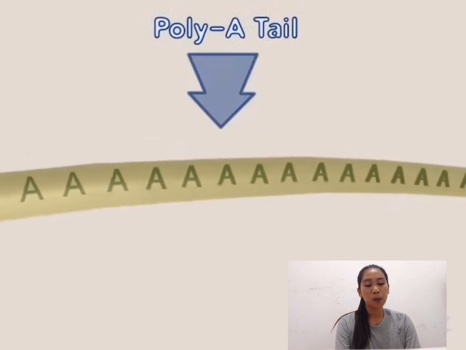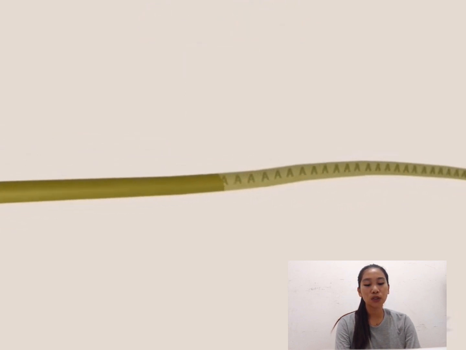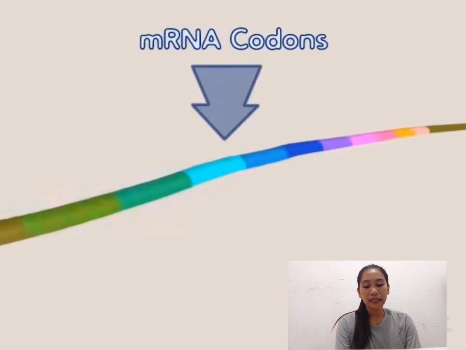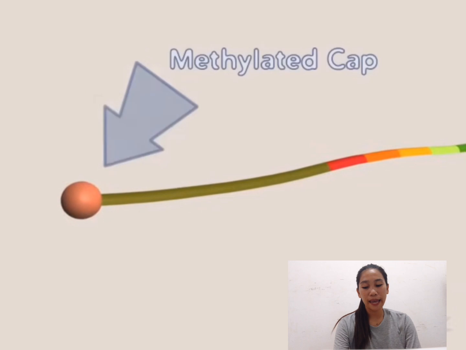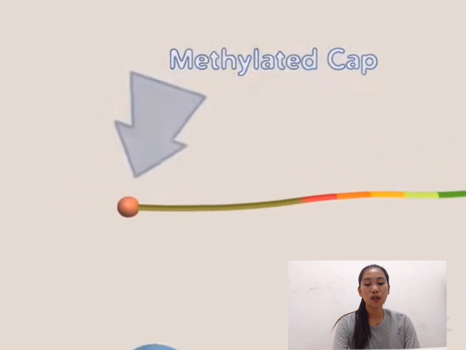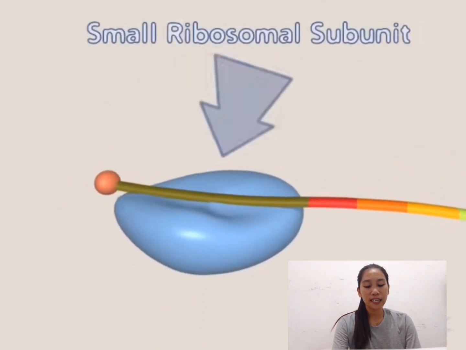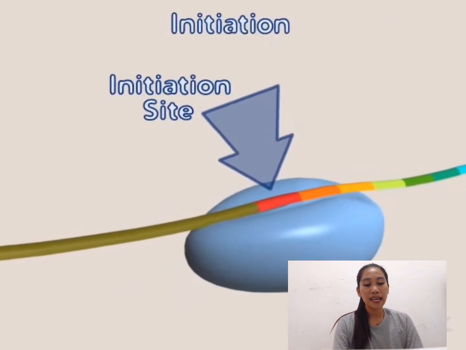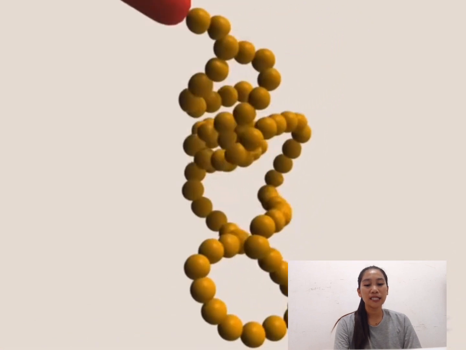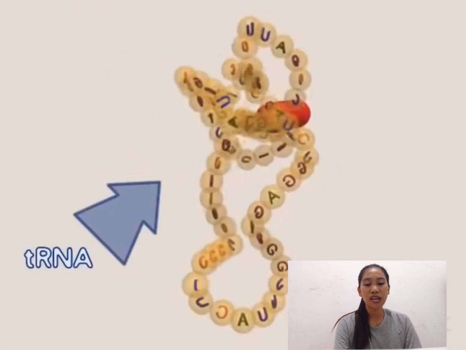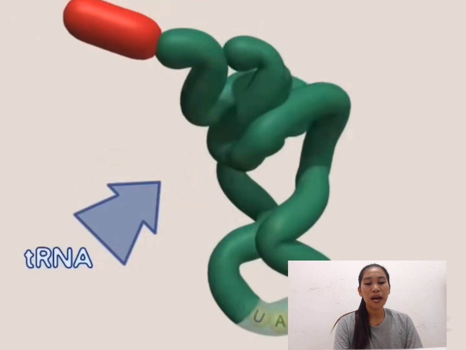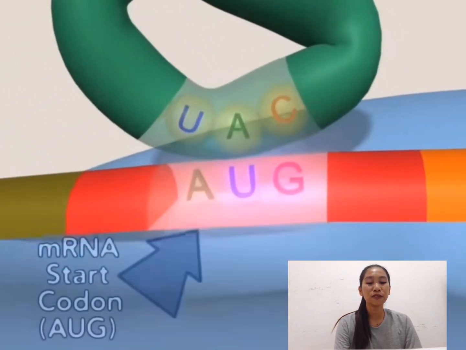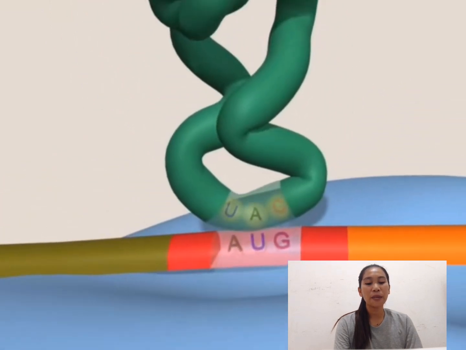Let's see the process in action. Eukaryotic mRNA is the substrate for translation. It has a unique 5 prime cap and a poly A tail, and mRNA also contains codons that code for specific amino acids. A methylated cap is found at the 5 prime site, and in translation initiation, the small ribosomal subunit attaches to the cap at the initiation site. tRNA is another key molecule. It contains an anticodon that is complementary to the mRNA codon to which it binds. The first mRNA codon is typically AUG. Attached to the end of the tRNA is methionine, an amino acid.